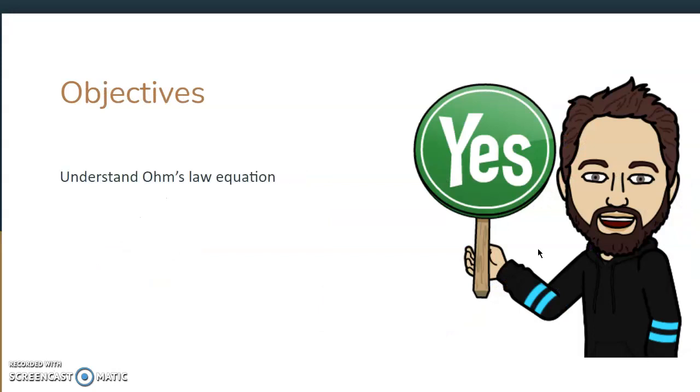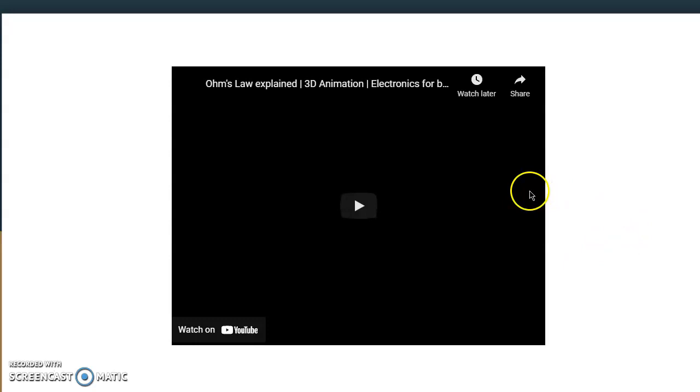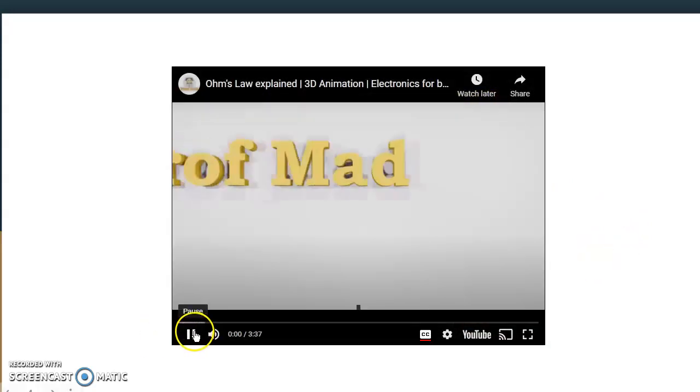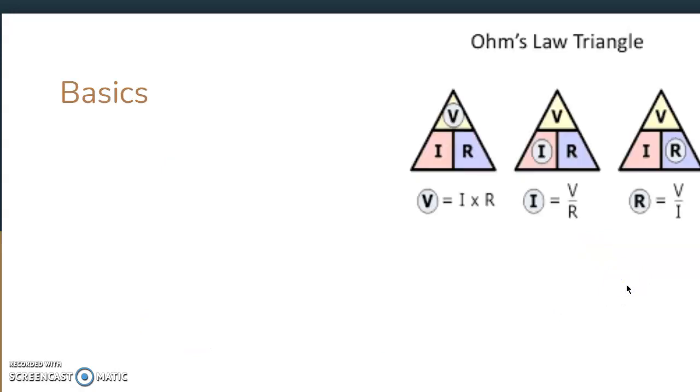Some objectives. By the end of the day, we want to understand the Ohm's Law equation, and we also want to be able to complete some simple Ohm's Law problems. As always, a good quick video explaining what Ohm's Law is and how it works. But what we're going to look at today is our definition of Ohm's Law.